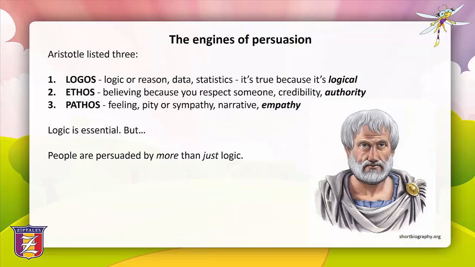Let's talk about the engines of persuasion. Aristotle listed 3 persuasive theorems, and they're quite famous. They are logos, use of logic or reason, data, statistics, the idea being it's true because it's logical. Ethos, believing because you respect someone, credibility, authority. And finally, pathos, the use of feeling, pity or sympathy, narrative, empathy.